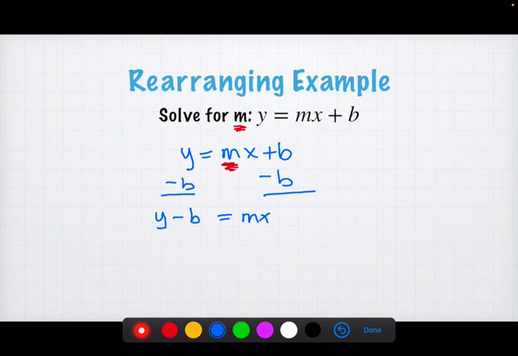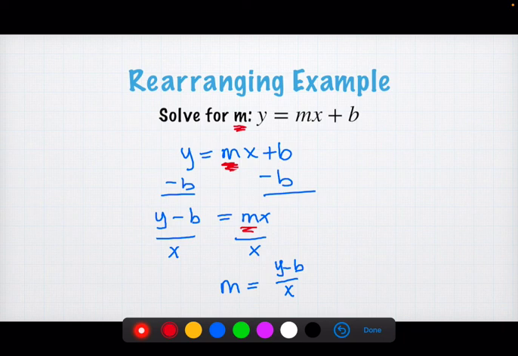Our next step here, remember we're solving for m, is that we're going to get rid of that multiplication. So we have m times x. We want to get rid of that x. We want m all by itself. The way to undo multiplication is to divide, so we're going to divide by x on both sides. And then our answer is going to be m is equal to y minus b over x. So our y minus our intercept, divided by our x value.